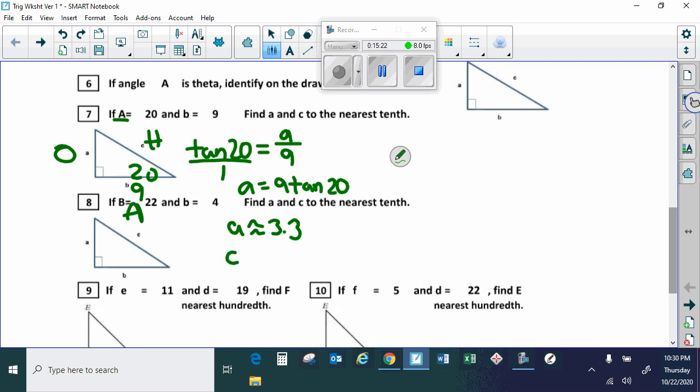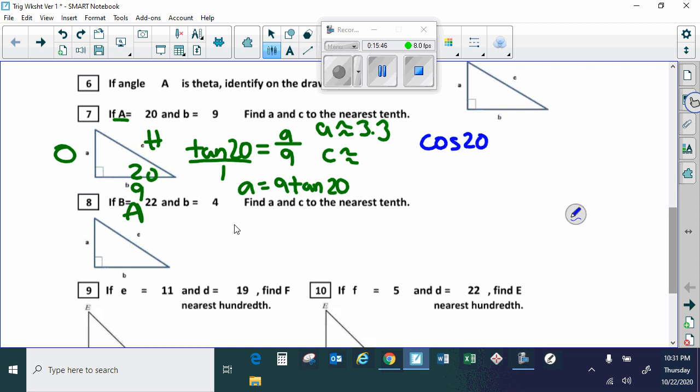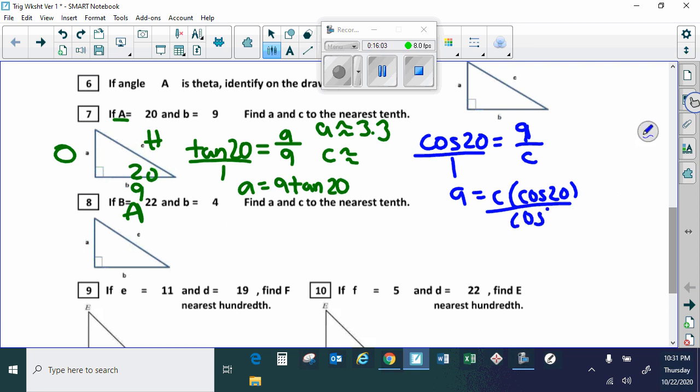Now C is approximately what? Oh, I'm writing it down here. It actually should be up here in this problem. Okay. So C, we have, again, we're using A over H. A over H is cosine, so cosine of 20 equals A, which is 9 over C. That's a 9, not an A. Cross multiply, I get 9 equals C times cosine of 20. Well, I have to get rid of cosine of 20, so I divide by cosine 20 on each side.